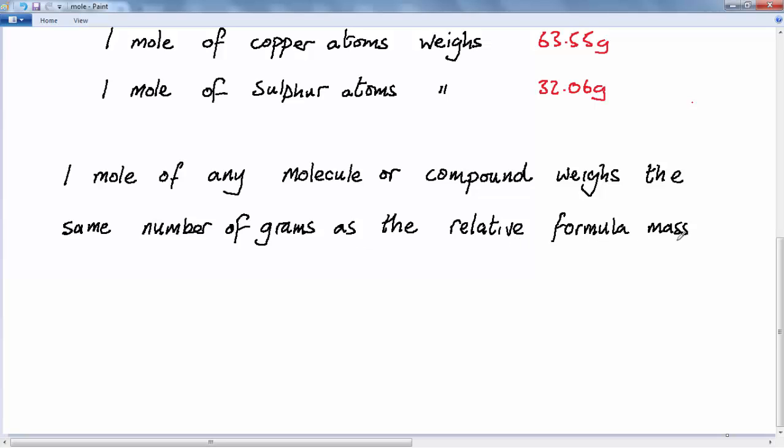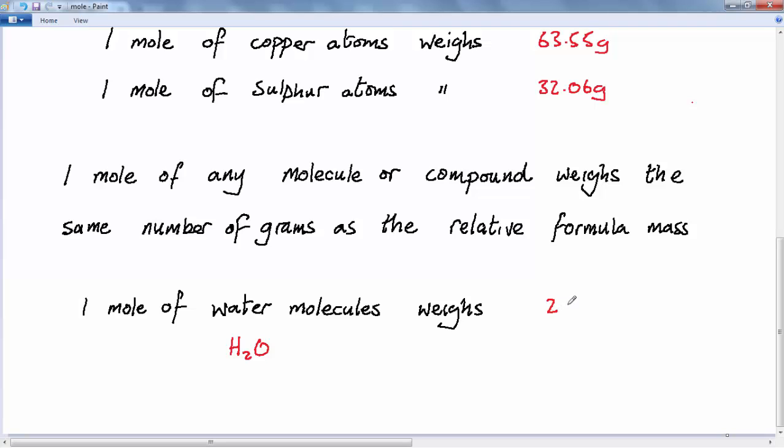So for example, if we take a mole of water molecules, we first work out its relative formula mass, remembering that water is H2O, where H is hydrogen and O is for oxygen, and so its relative formula mass will be 2 times 1 gram for hydrogen plus 16 grams for oxygen, which will be equal to 18 grams. That's to say, 1 mole of water molecules will weigh 18 grams.